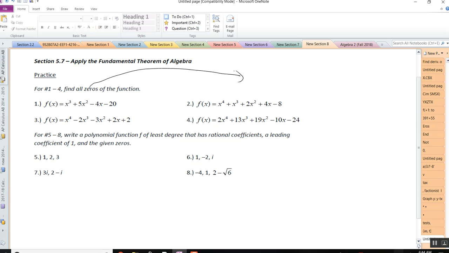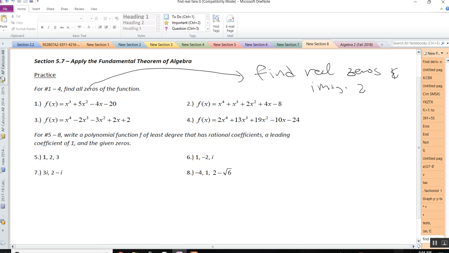What I want you to do is find the real zeros and the imaginary zeros. Now, I did go over an example of this from the 5.7 lecture notes, but I think the instructions here are what's a little confusing.